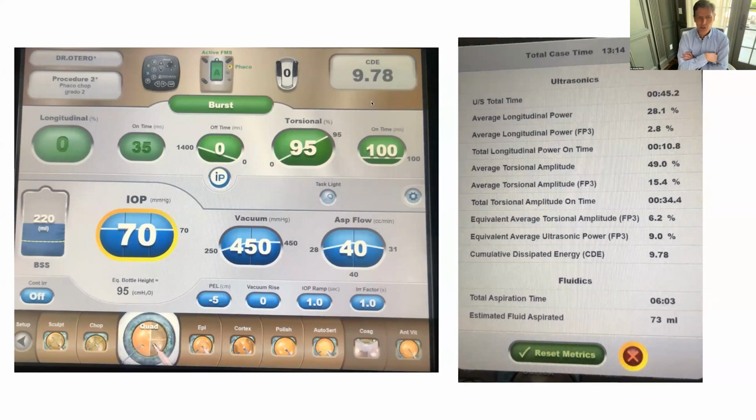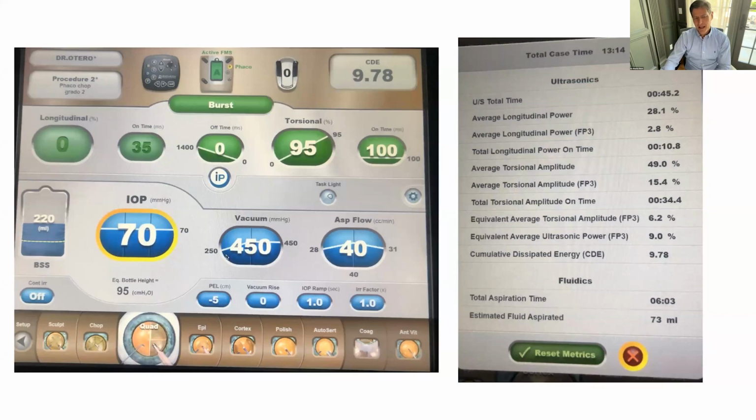So with this case, as you can see, I was very, very efficient with a total ultrasound time of 45 seconds. So these are very, very good numbers. And here I wanted to show you the parameters that I use. So generally, I use a high vacuum, 450.